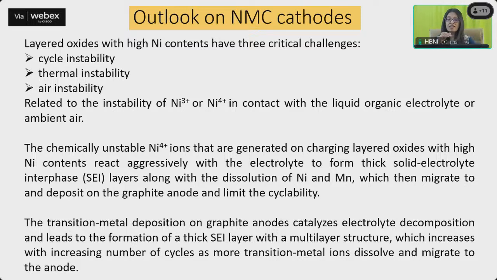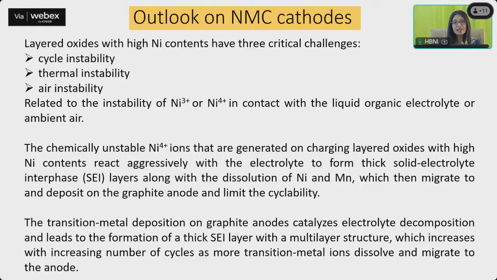The chemically unstable nickel 4+, which is generated on this charged layered oxide material with high nickel content, will react aggressively with the electrolyte, and it is going to form a very thick SEI along with dissolution of nickel and manganese. And what this nickel and manganese is going to do is move from the cathode and go and sit, making itself very comfortable, on your anode material.